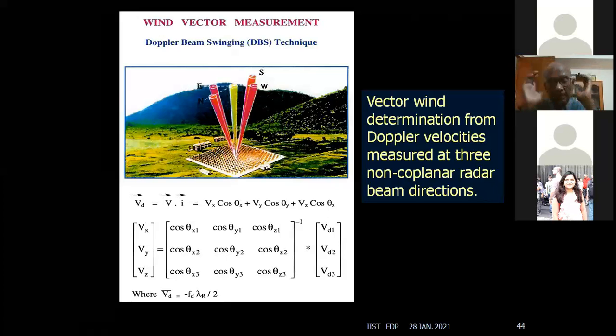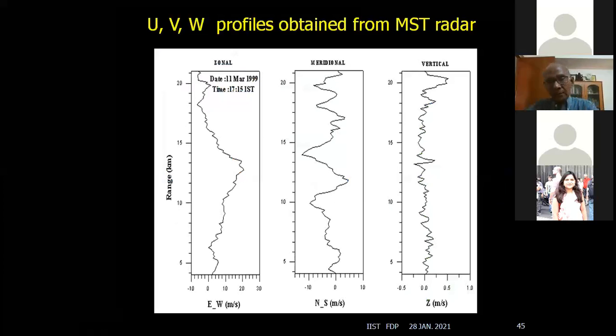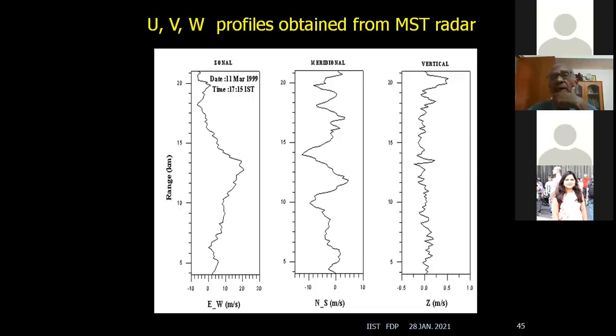When you steer the beam of the radar in 3 different directions, you will get the Doppler velocities VD1, VD2, VD3 in 3 different directions. From that you can find out Vx, Vy, Vz. This is the line of sight Doppler velocity, and you can write it as a vector with 3 components, Vx, Vy, Vz, so 3 unknowns. If you look at 3 different directions, you can find them out. That's how the winds are derived. This is an example of the zonal, meridional and vertical winds.